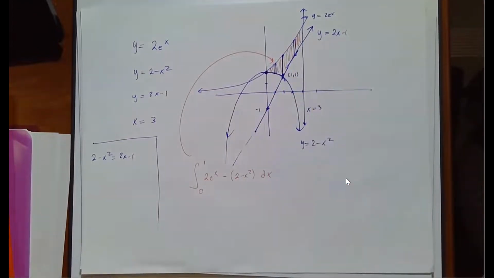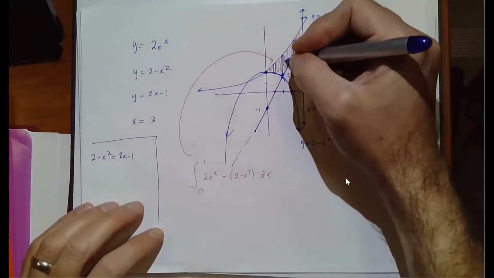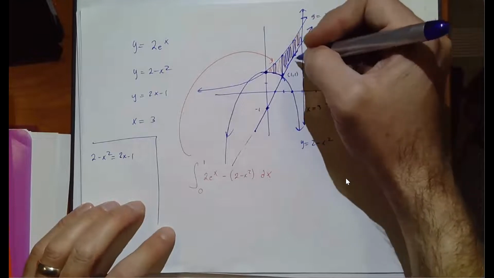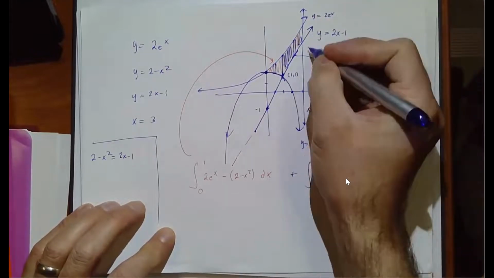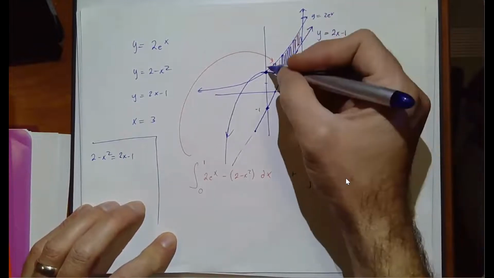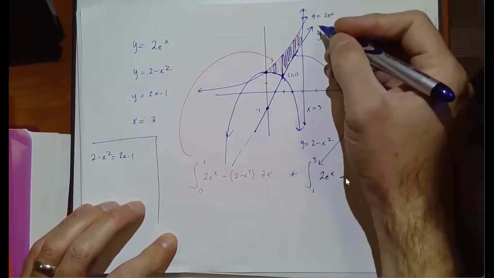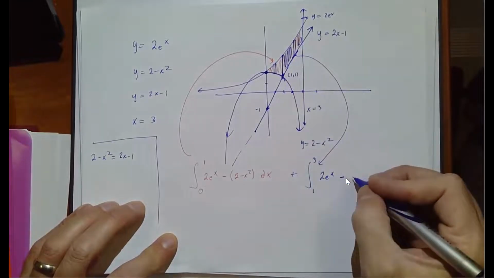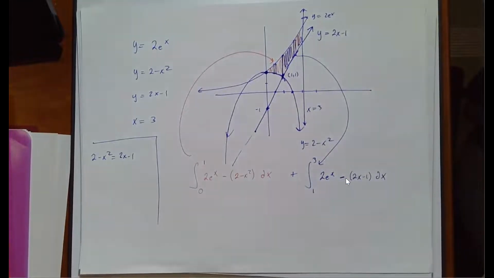And then the other integral, for this piece here, which I'll draw in blue, is going to be the integral from 1 to 3. It's got to be 3 because that's as far right as we can go. Of again the top function, which is still 2e to the x, minus the bottom function, which is now y equals 2x minus 1. And that, in my opinion, is the hard part of the problem, the setup. The rest of it is not too terrible.